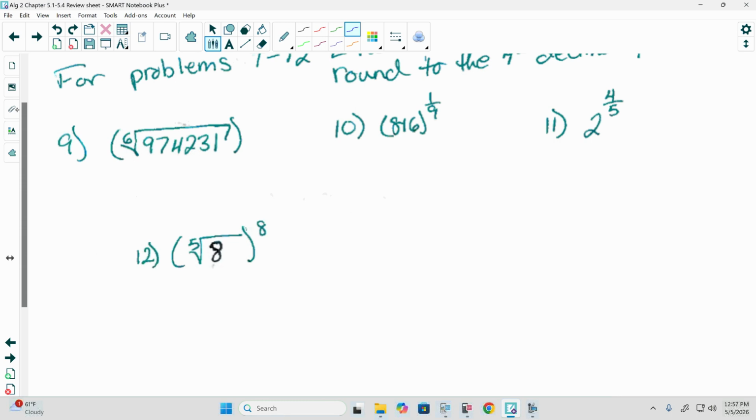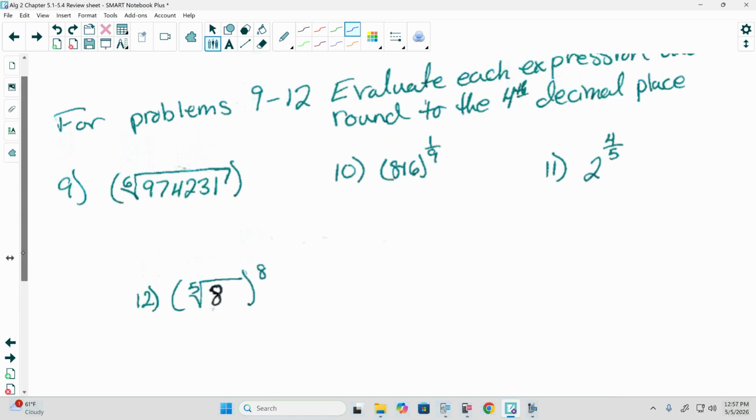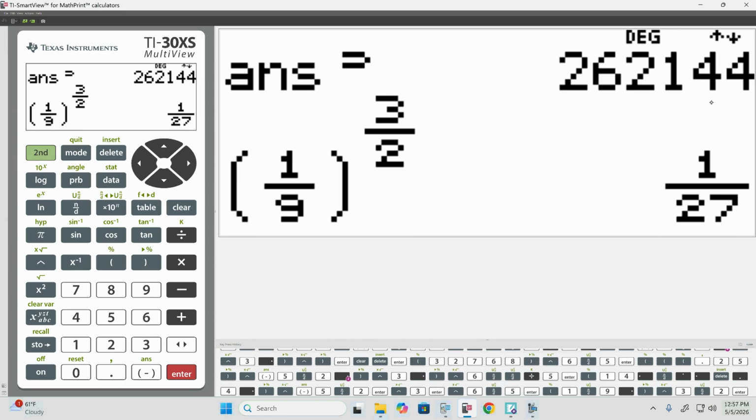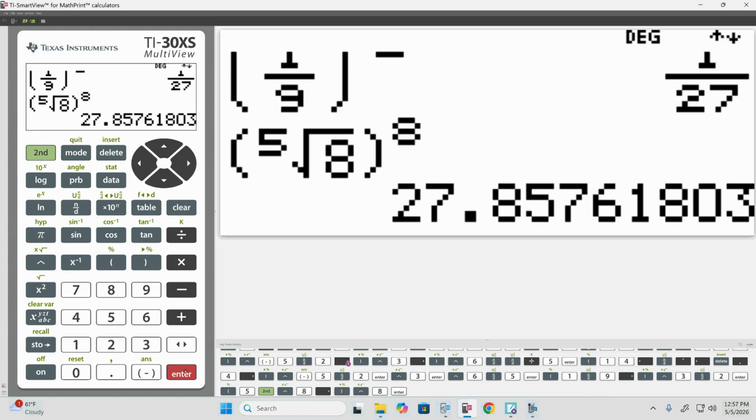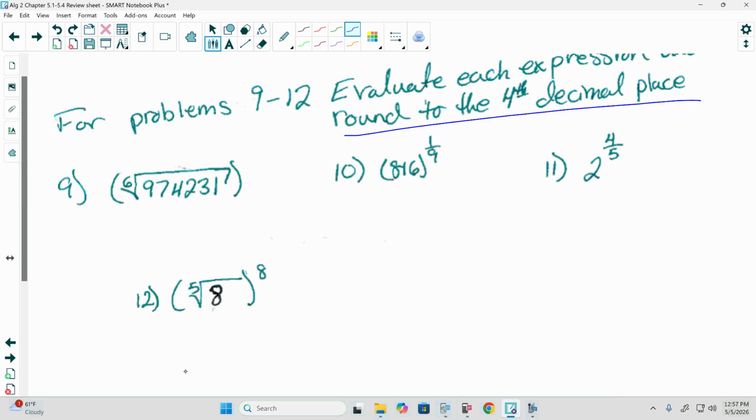9, 10, 11, or 12, which one do we want to look at? 12. Now this one here, evaluate each expression and round to the 4th decimal place. It is not asking us to keep it in radical form, so we could grab either calculator. And number 12, the 5th root of 8 to the 8th is 27.85761803. It asks us to round to the 4th decimal place, so I look to the 5th, which is 1, telling us that we round down, telling us that this is approximately 27.8576.